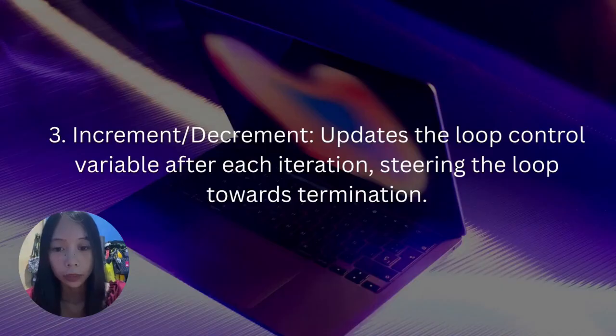So last, number 3, we have increment and decrement. Updates the loop control variable after each iteration, steering the loop towards termination. This is easy to understand: increment means you just add, but decrement means you just subtract. So I will give you an example so you can understand looping more, and I will show where the initialization, condition, and increment or decrement are.